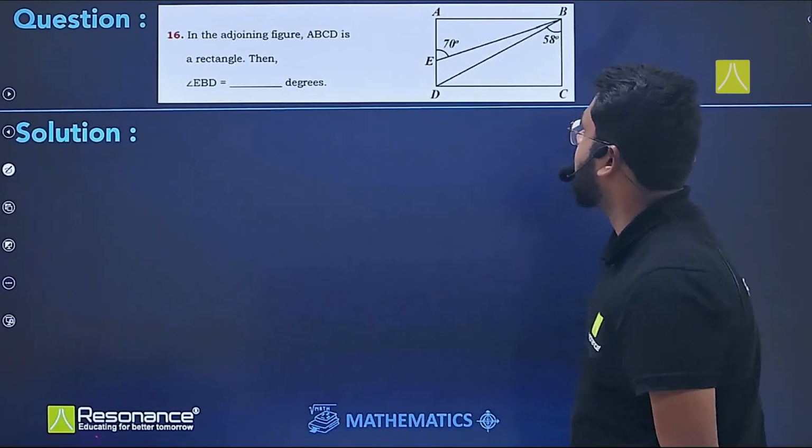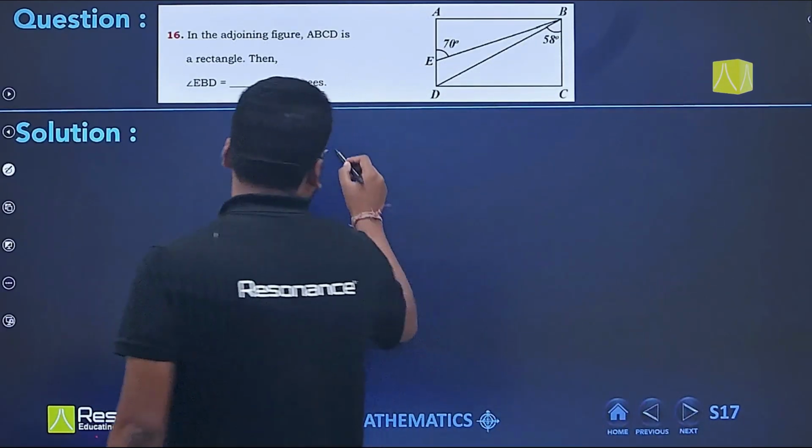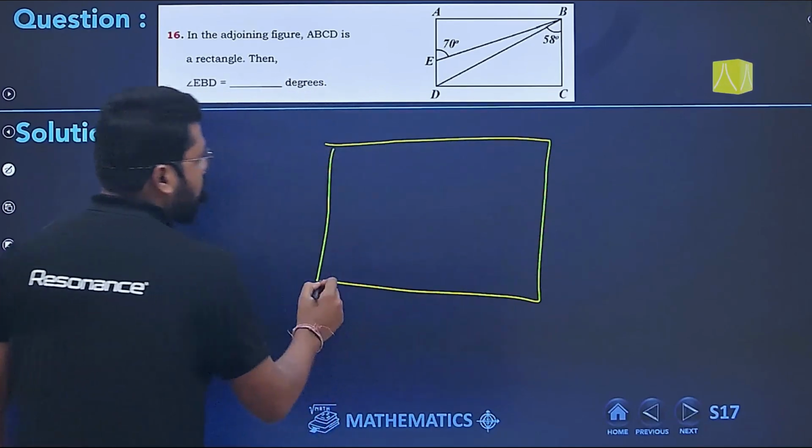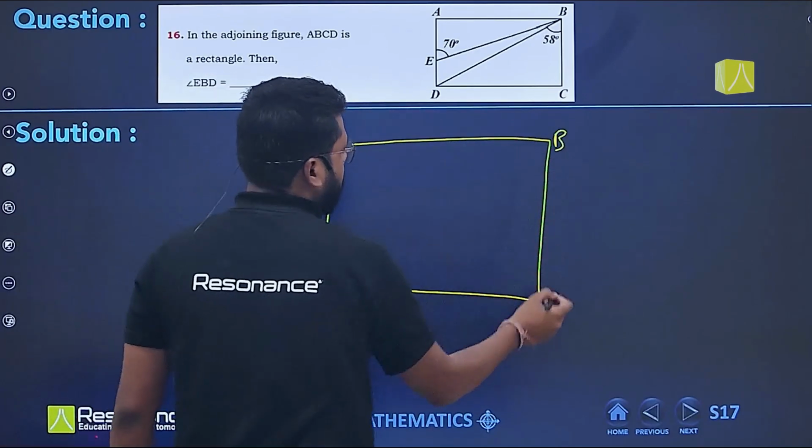Now the 16th question. Again it's a very simple question from the geometry part. Okay. Like this is A, B, C and D.